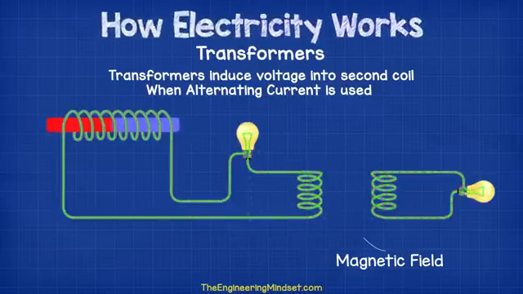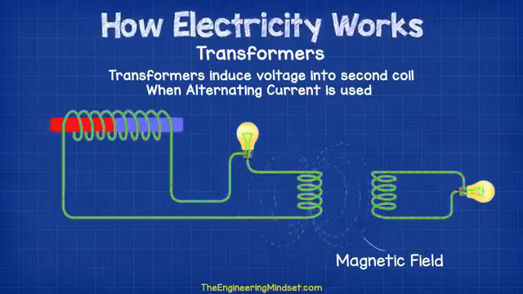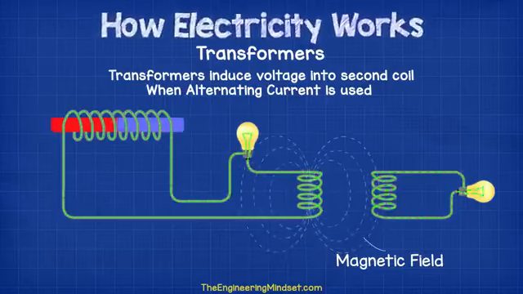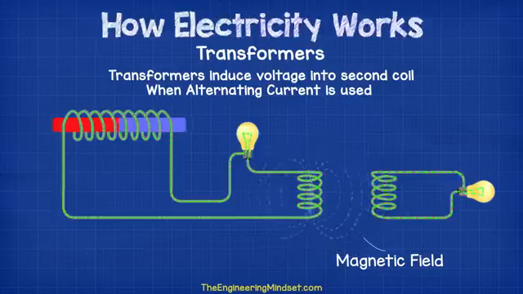Transformer. Now we can combine all of the aspects that we've just covered, and when we do so we'll see that we can use one coil to generate electricity, and then we can place two other coils in very close proximity to each other but not touching, and this will create a transformer.